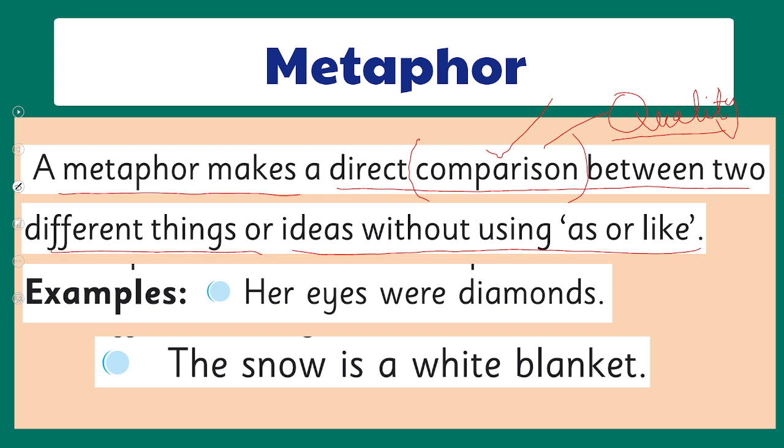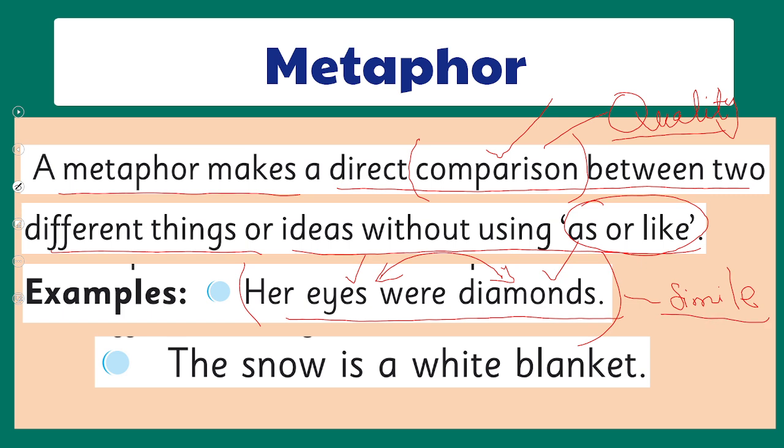Here we have an example: Her eyes were diamonds. Her eyes were bright and diamonds are also bright and shiny. That's why we compare these two things because of a similar quality, and because we don't use as or like, it's a metaphor. If we say her eyes are like diamonds, then it will be a simile. In simile we use as and like, but in metaphor we don't. We just say directly that the thing is this, like "he is a liar." Here we call him a liar directly, because we use a metaphor.